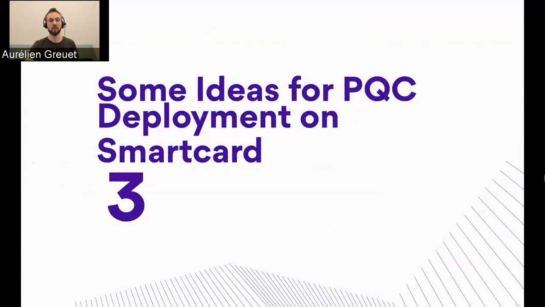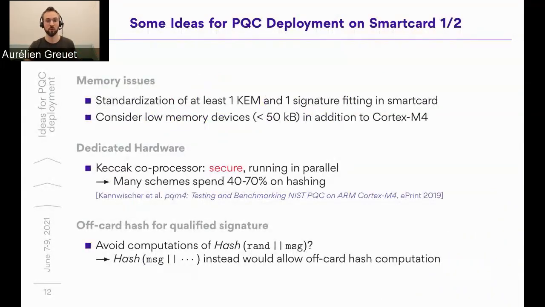So to conclude, there are some ideas, some propositions to make the post-quantum crypto deployment easier on a smart card. The first point is that if we want to deploy post-quantum crypto on smart card as soon as possible, then at least one key exchange and one signature that fit in current smart cards should be in the future standards. In addition, it would be really great if, in addition to Cortex-M4, we could see more low memory devices in the papers, in implementation, in benchmarks, and so on. Even if we understand that it's not an easy task, it could be really great.